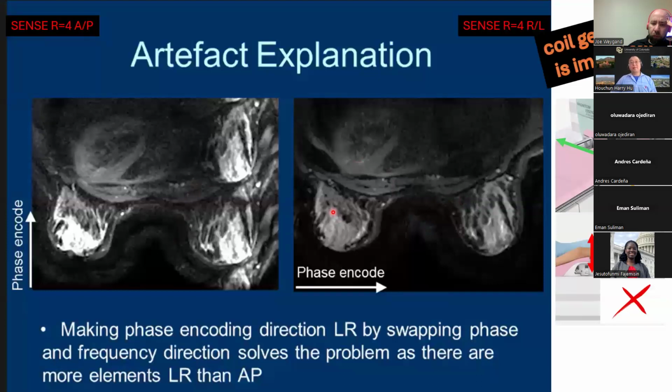This is a breast example. This is kind of like that spine example I showed earlier. If you ever played around with these breast coils, you know that they have really good sensitivity left and right for the left and right breast, but they almost have no sensitivity in the AP direction.